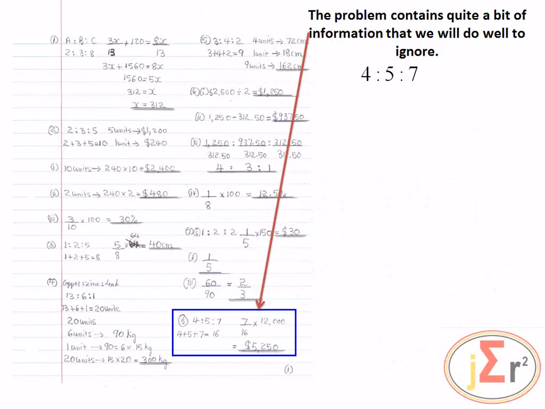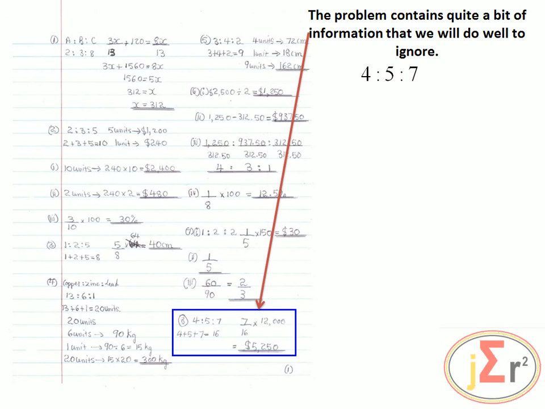Final problem in this section. The problem contains quite a bit of information that we will do well to ignore. So let us ignore the unnecessary information. Well, it says here that Lily, Margaret, and Nancy were each left $12,000 in their uncle's will. Lily decided to spend her money on clothes, holidays, and decorating her flat in the ratio as we have there. How much did she spend on decorating her flat?